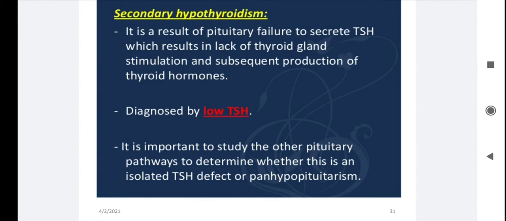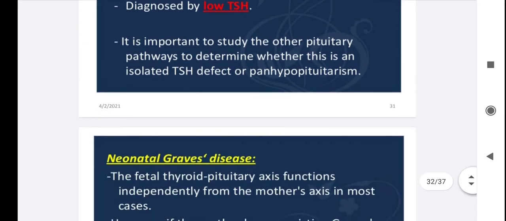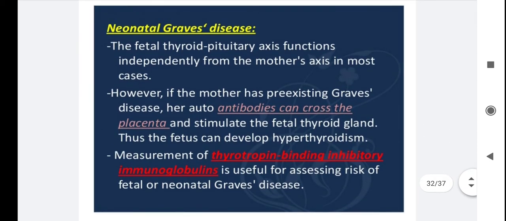محتاجين نشوف الهرمونات الثانية اللي بتتفرز من البيوتيتري جلاند like البرولاكتين، FSH، ACTH، عشان نحدد إنه this is selective hypopituitarism leading to reduced TSH or panhypopituitarism that results in low levels of all hormones in the pituitary gland.